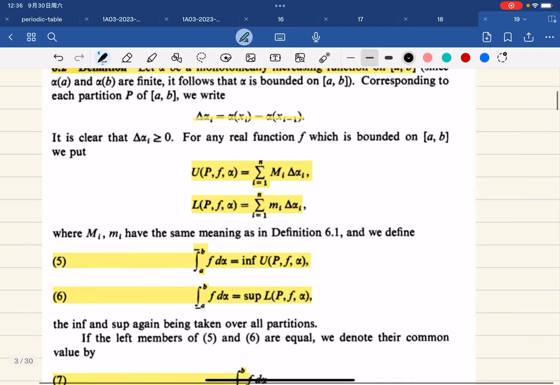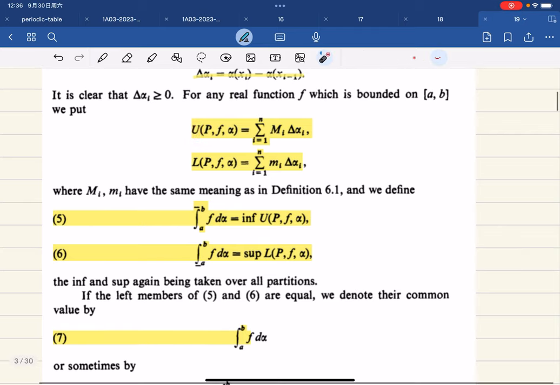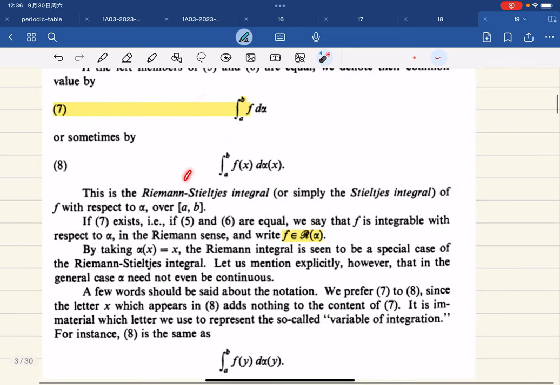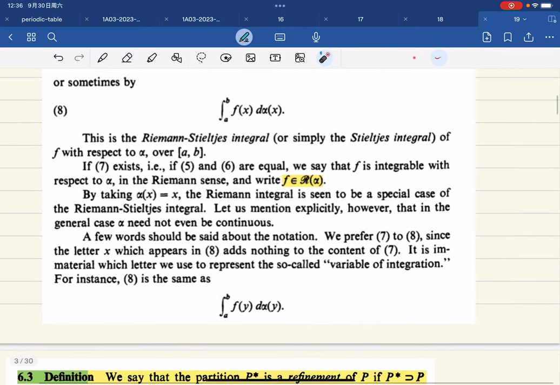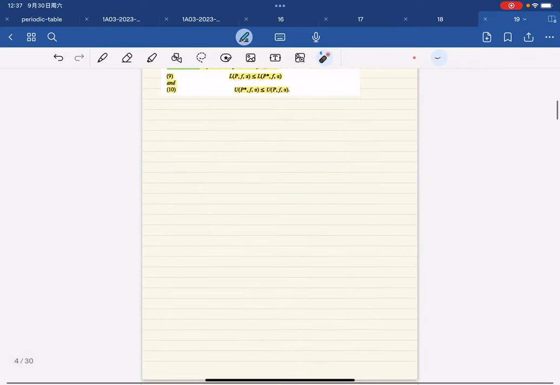Is it clear that each of them is greater than or equal to 0? Again, we define their upper sum by this, where this is the partition, this is the f function, and this is the alpha function. We define their upper sum, lower sum, upper integral, lower integral, and if they are equal, it is the Riemann-Stieltjes integral. If they are equal, we say f is integrable with respect to alpha in the Riemann sense. We write this notation, a fancy R alpha. All right, that's enough for our introduction.